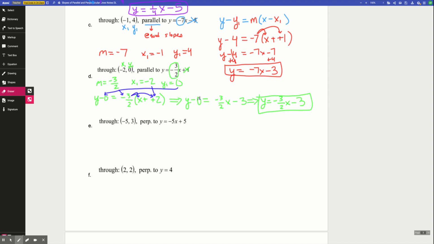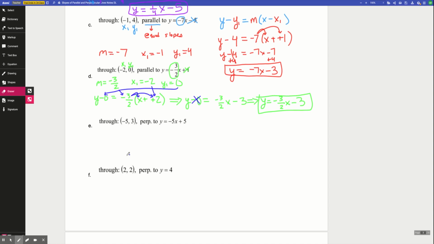And then when you have a y minus 0, remember, you can just eliminate it, right? Anything minus 0 is that same number, right? Or in this case, same variable. So if you ever see minus 0 or plus 0, you can just delete it, right? So my final answer here is y equals negative 3 halves x minus 3.